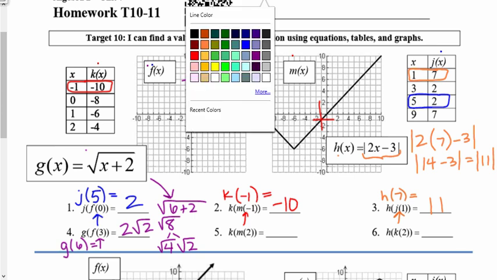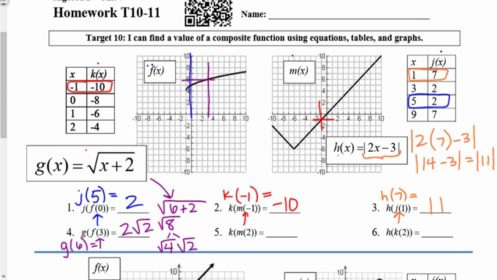Okay, so for number 5, start on the inside, work our way out. I'll do m of 2 first. M of 2 is 2, so then I do k of 2. Where's k? K is this table over here. Tables are always easy. K of 2 is negative 4.